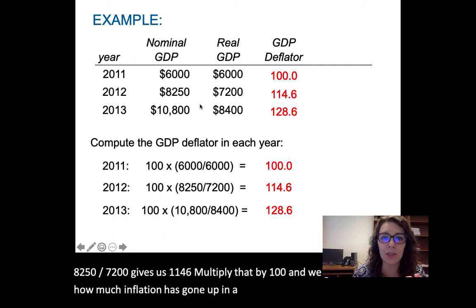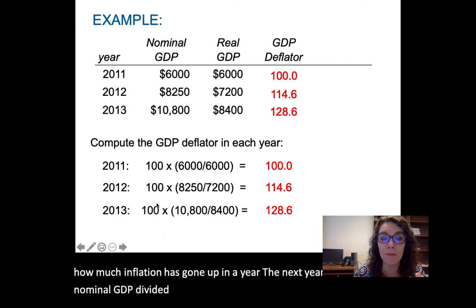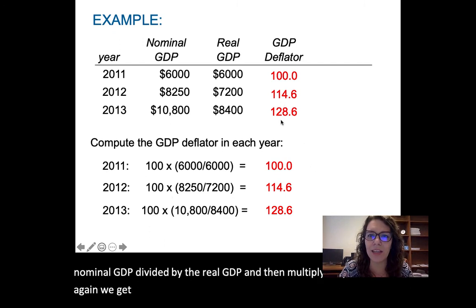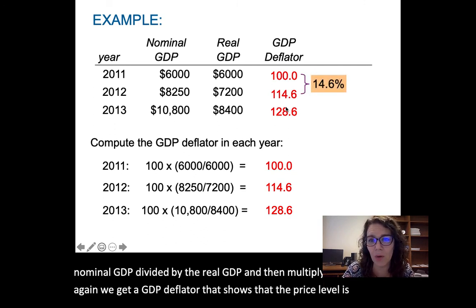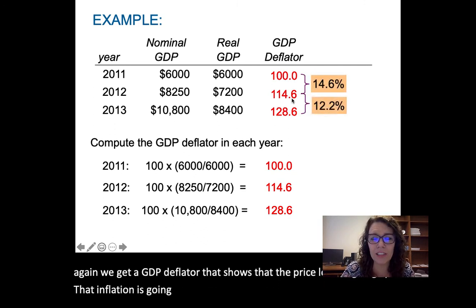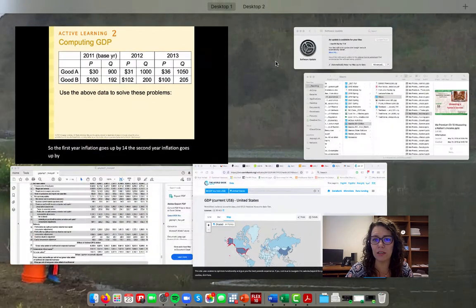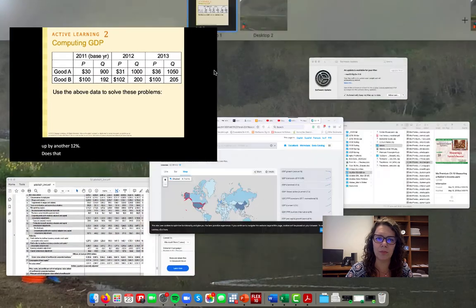The next year we use the nominal GDP divided by the real GDP and then multiply it by 100. And again, we get a GDP deflator that shows that the price level is going up, that inflation is going up. So the first year inflation goes up by 14%. The second year inflation goes up by another 12%. Does that make sense?